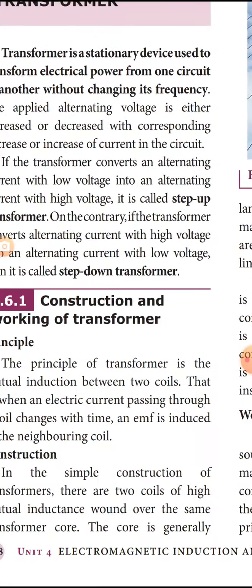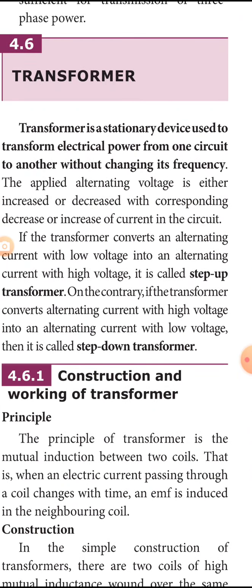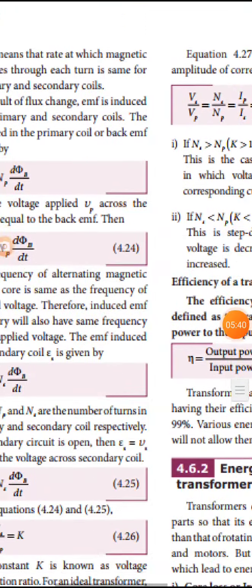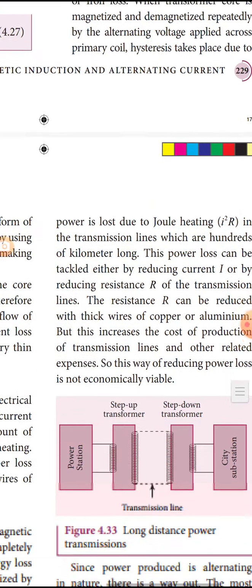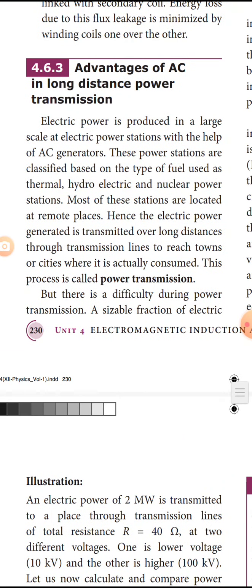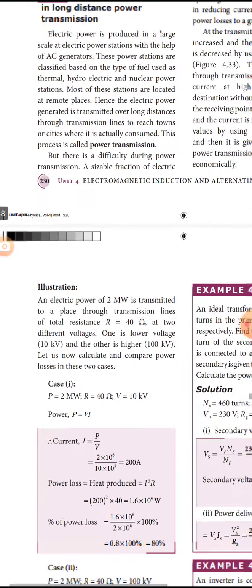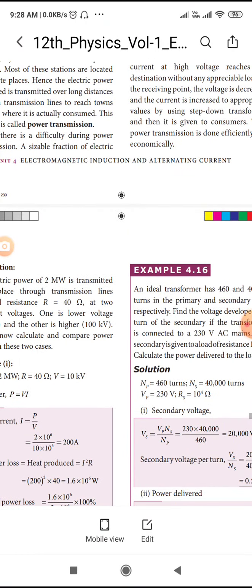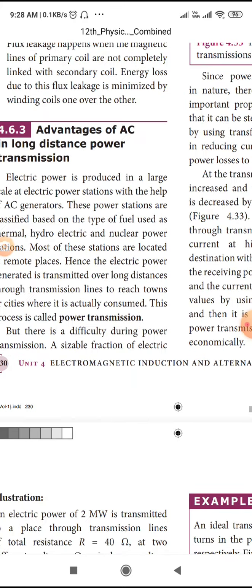Next, transformer. What is a transformer? It is used to transform electrical power from one circuit to another circuit without changing the frequency. So next, the construction and working of a transformer, and the several energy losses in a transformer that you have to read. And what are the advantages of AC in long distance power transmission? Usually for long distance power transmission we use only AC because there is less power loss in AC transmission, so this is preferred more. So these are the advantages.